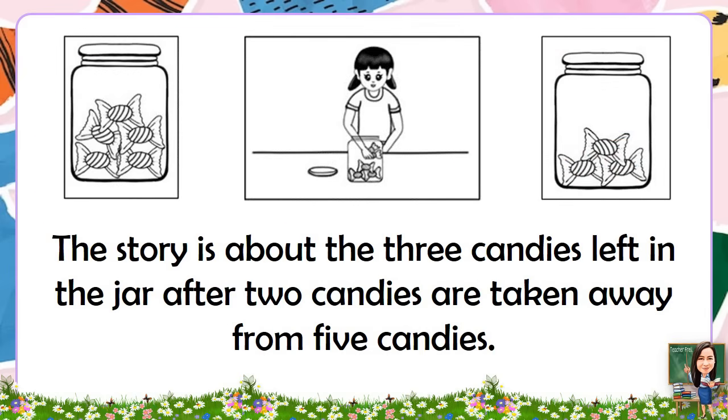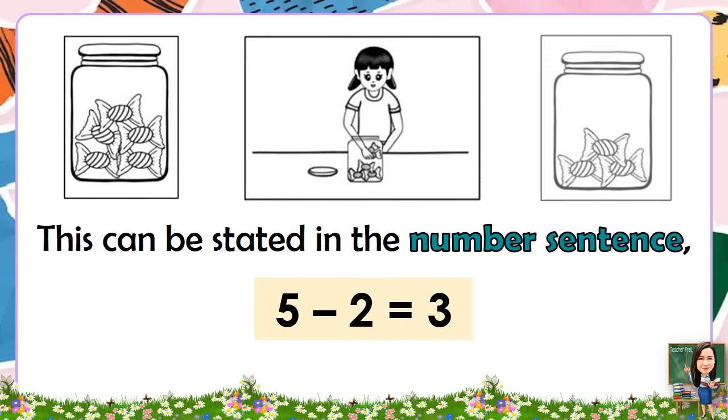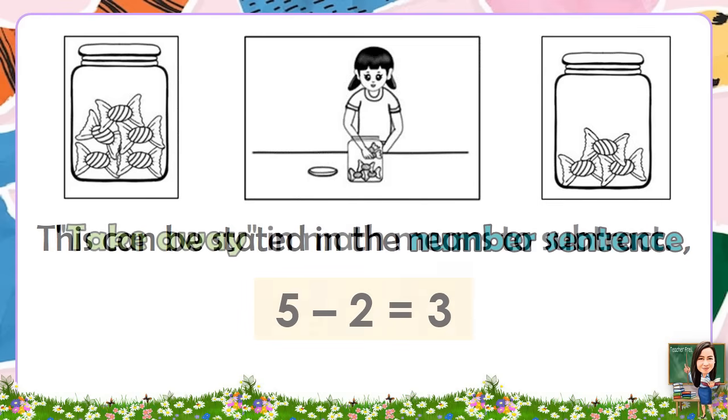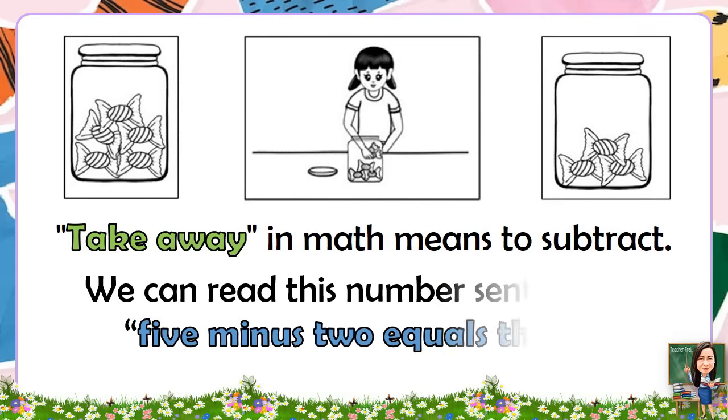The story is about the 3 candies left in the jar after 2 candies are taken away from 5 candies. This can be stated in the number sentence 5 minus 2 equals 3. Take away in math means subtract. We can read this number sentence as 5 minus 2 equals 3.